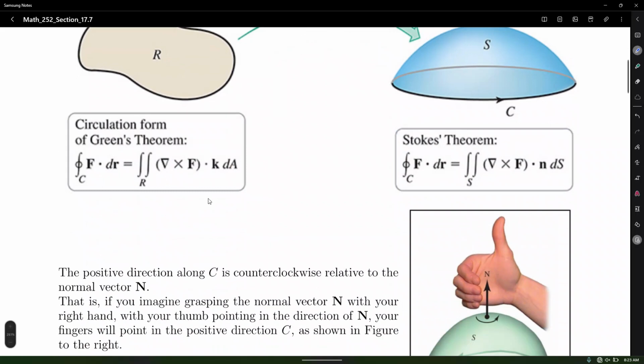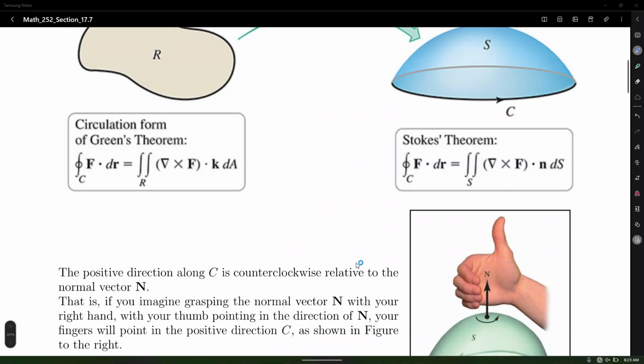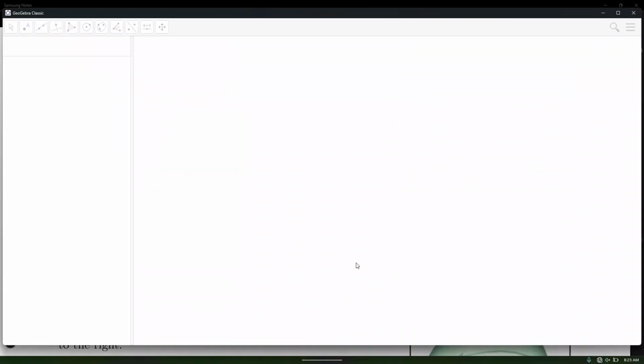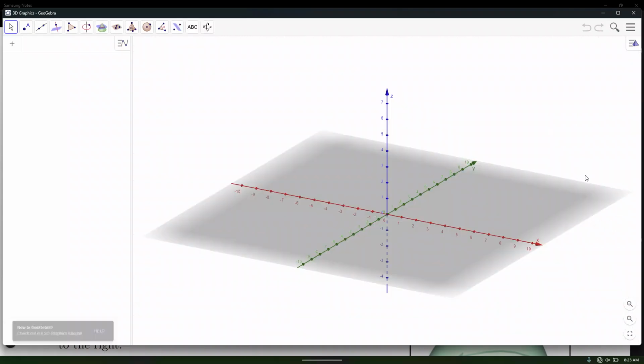For instance, let me go to GeoGebra real quick to show you how we determine if Stokes' theorem would be valid for a situation. Okay, well, it didn't go. Okay, let me do the easiest. I'm going to turn off the lights real quick. So let me do a very basic case.